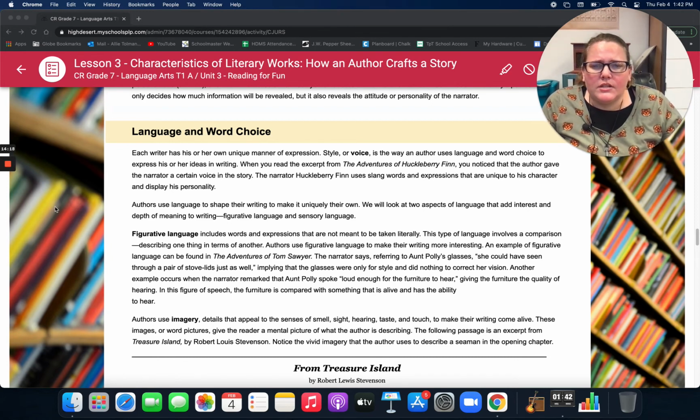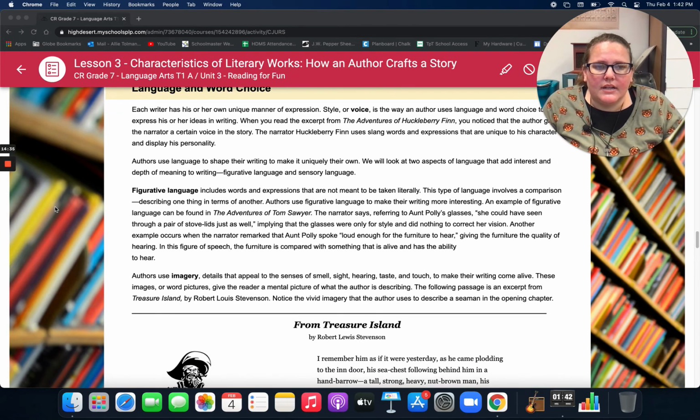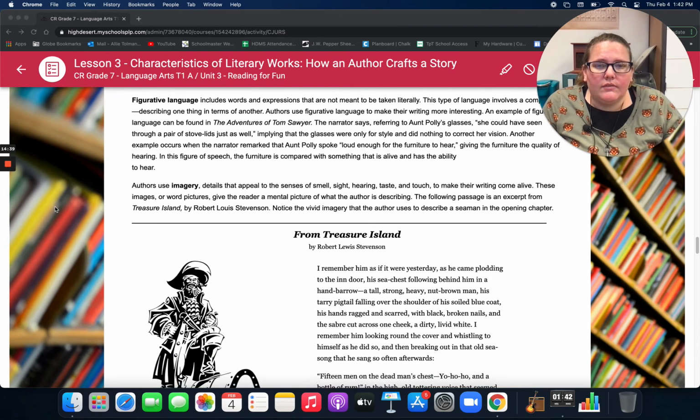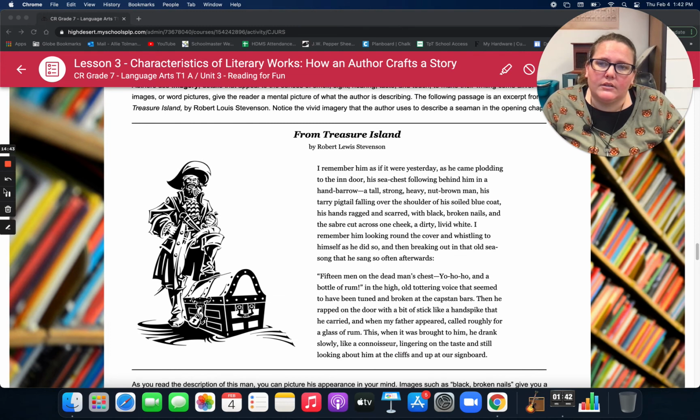Authors use imaginary details that appeal to the senses of smell, sight, hearing, taste, and touch, to make their writing come alive. These images or word pictures give the reader a mental picture of what the author is describing. The following passage is an excerpt from Treasure Island by Robert Louis Stevenson. Notice the vivid imagery that the author uses to describe a seaman in the opening chapter.